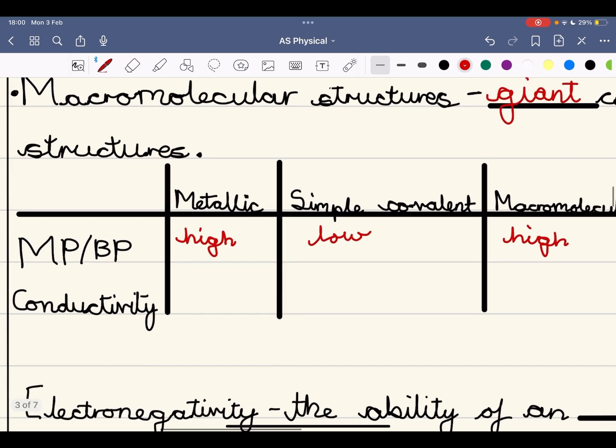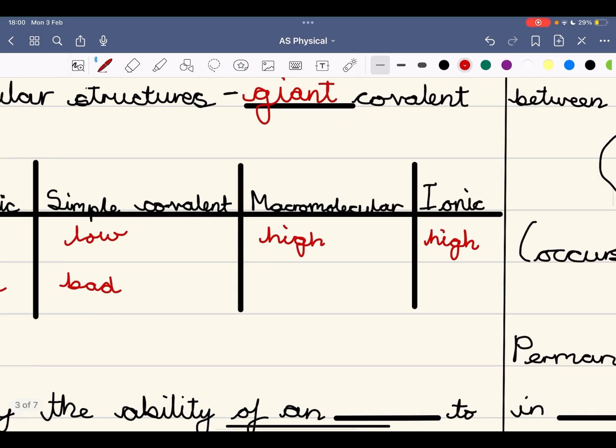The conductivities of all of these structures, well, for the conductivity you need a delocalized charged particle. So metallic structures have delocalized electrons, so it's good. Simple covalent don't, so it's bad. Macromoleculars typically don't, so that's bad as well. And ionic structures are good when molten or liquids.